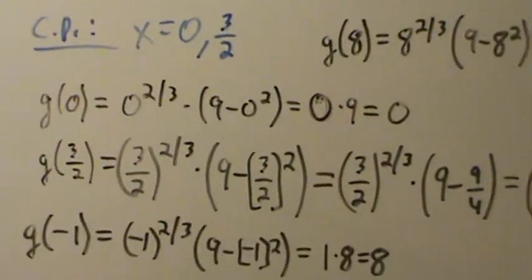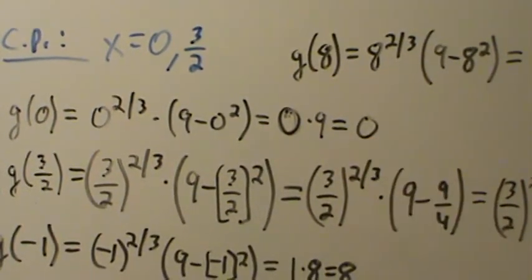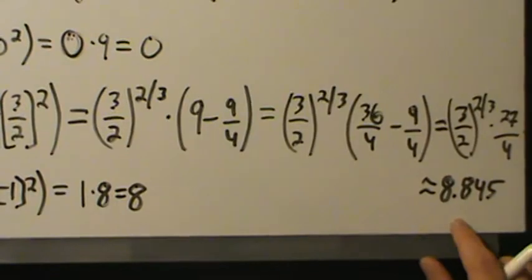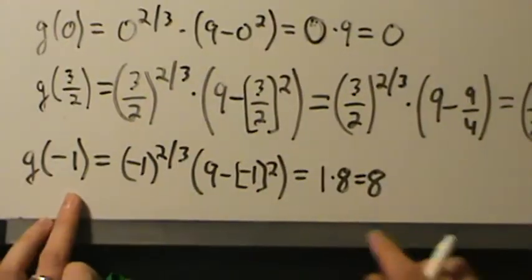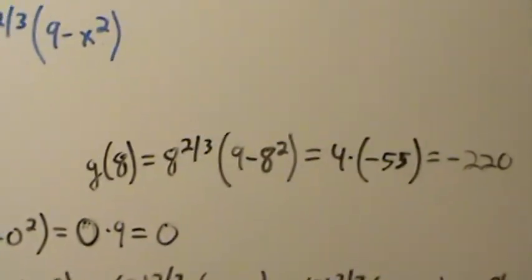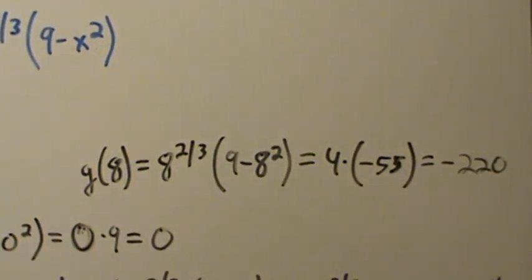So g of 0 is 0. g of 3 halves is about 8.845. g of -1 is 8. g of 8 is -220. So which one of these is the largest?